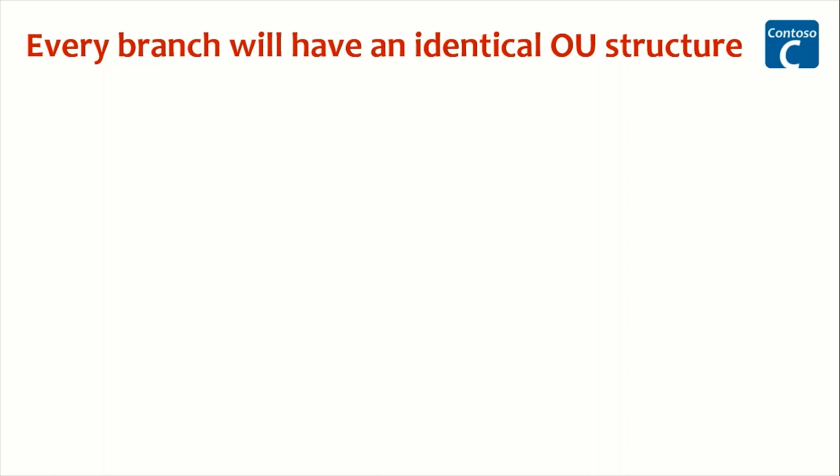So every branch office will have an identical OU structure. The structure at Atlanta will be identical to the structure at Mumbai, or at Singapore, or at Sydney, or at London, or in Paris. Separate OU for every country.